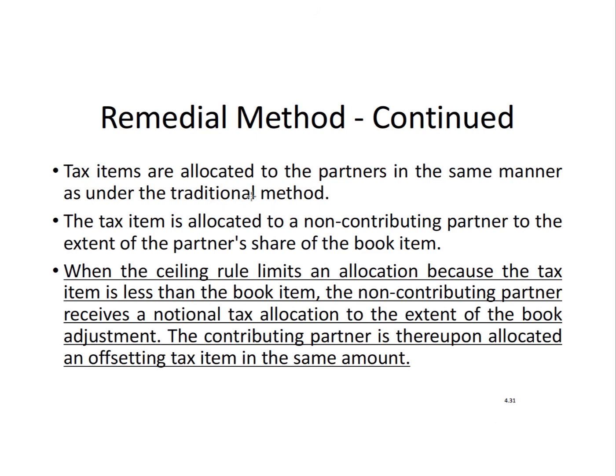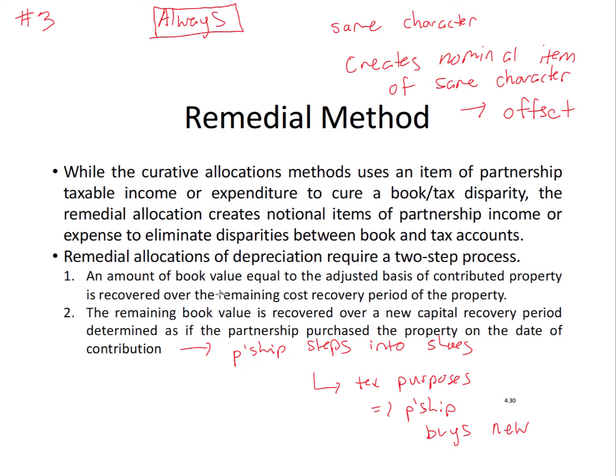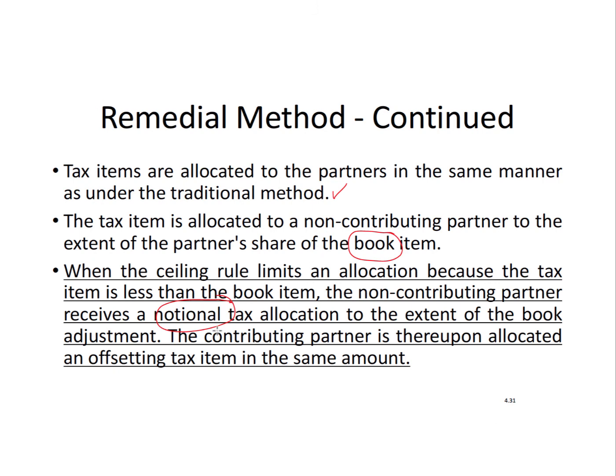So the tax items are allocated to the partners in the same manner as under the traditional method. The tax item is allocated to a non-contributing partner to the extent of the partner's share of the book item. So again, we still focus on book. When the ceiling rule limits an allocation because the tax item is less than book, the non-contributing partner receives a notional item. Sorry, I said nominal, nominal is nothing. It's notional. It balances to zero. Just like we saw the $3 of offset in the character. Same thing, except it's a completely fictitious amount. So a synonym for that would be fictitious.